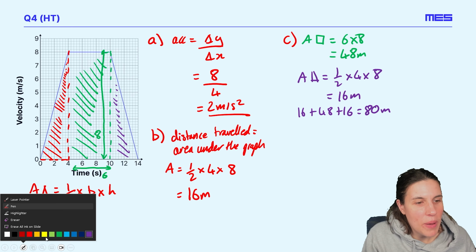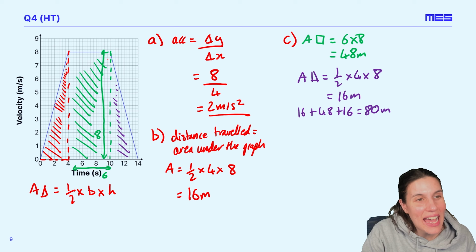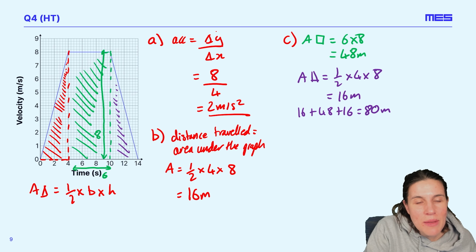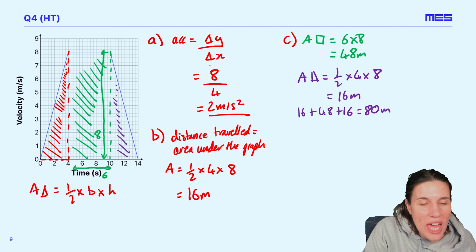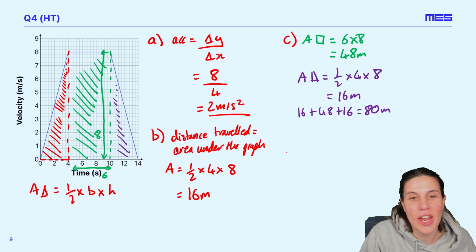Now, for part D, I'm asked to find the deceleration between 10 and 14 seconds. Now, that's actually going to be the same as the acceleration, which is going in the opposite direction, because it's going to be the same change in velocity over the same time. It's just going to be that it's going in the opposite direction.